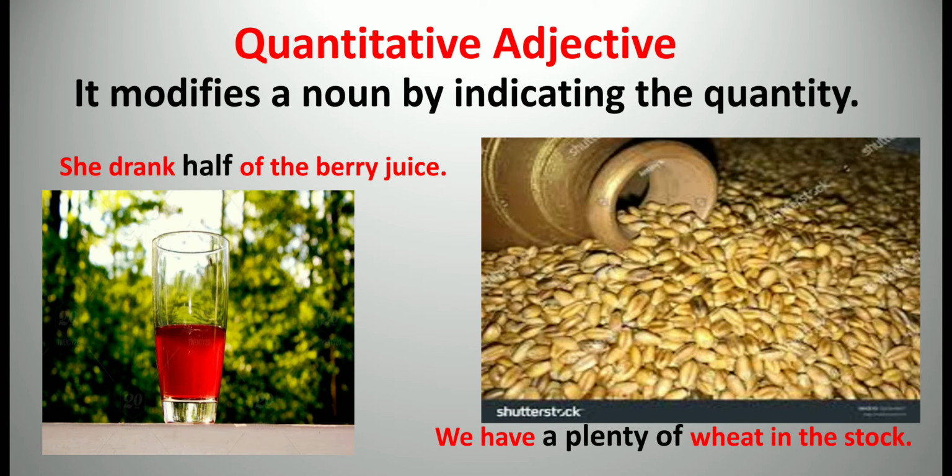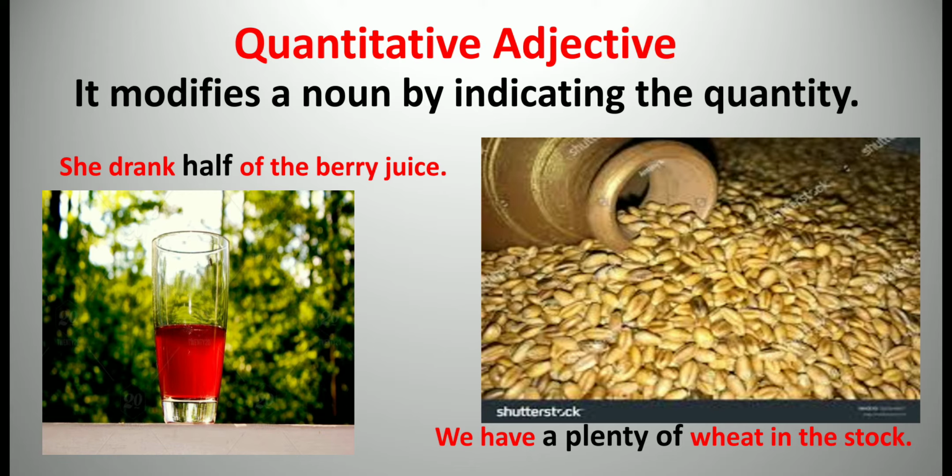Next one is quantitative adjective. It modifies a noun by indicating the quantity. This kind of the adjectives answer the question how much. For example, she drank half of the berry juice. If you ask yourselves a question, how much juice did she drink? The word half answers it. She drank half of the berry juice.